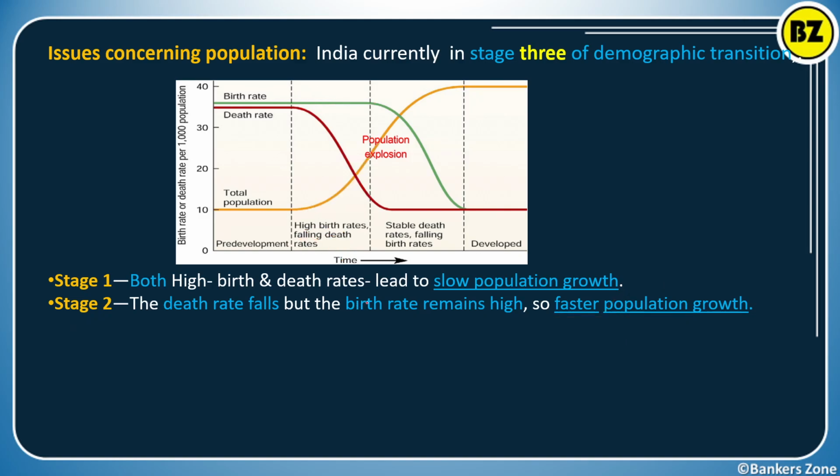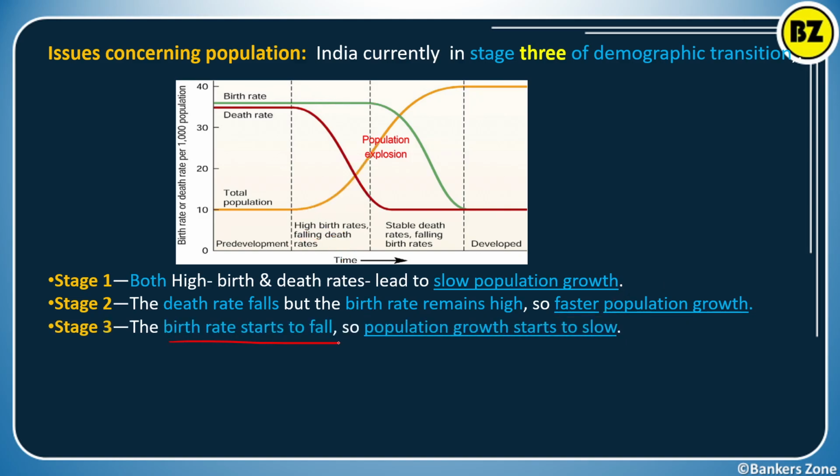Got it? Now in stage 3, birth rates start to fall. This is the stage 3 where India lies. Here birth rate starts to fall and population growth starts to slow down. Population growth is again slowing. So India is in the third stage where birth rate is falling, but we are still slowly increasing the population.